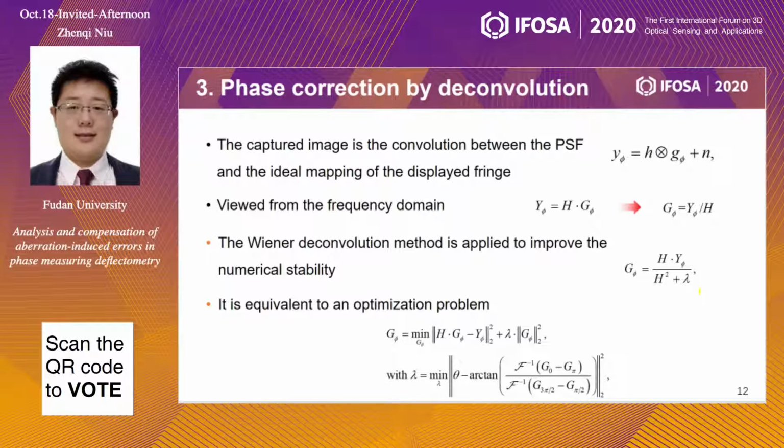In order to solve this problem, a least square merit function is constructed to adjust the damping parameter lambda. So we can adaptively compensate the phase by using the optimization strategy.